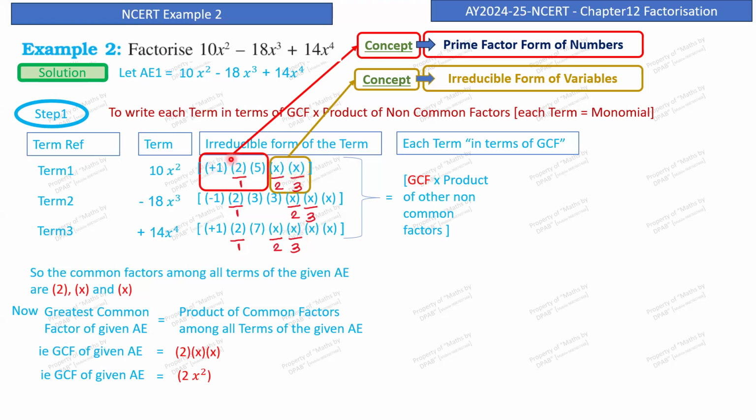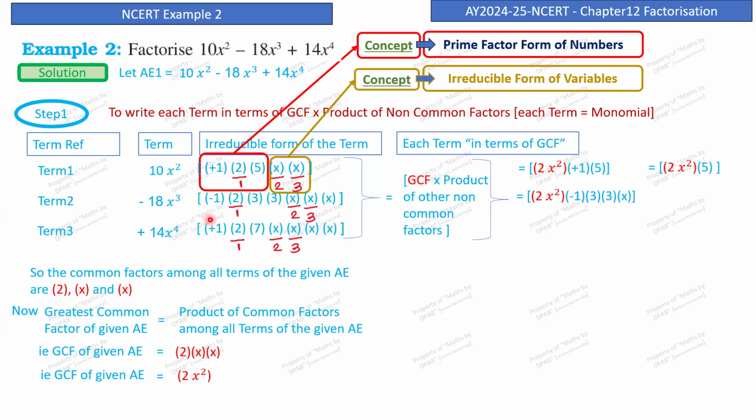So out of 5 factors of term 1, we have 3 common factors and the balance 2 are non-common factors. So the greatest common factor we have found among all the 3 terms is 2x square into the product of other non-common factors of term 1. What is that? Consider this 10x square. 10x square is written in this form. So the greatest common factor you just remove here and put it here as 2x square. And the product of other non-common factors, we are just writing as plus 1 into 5. Okay. Now this is equal to 2x square into 5, because plus 1 into 5 is positive 5.